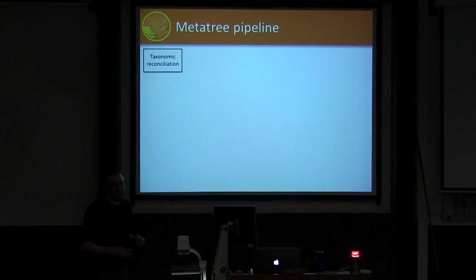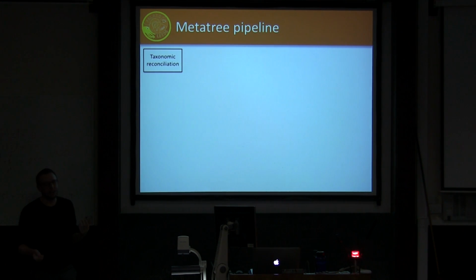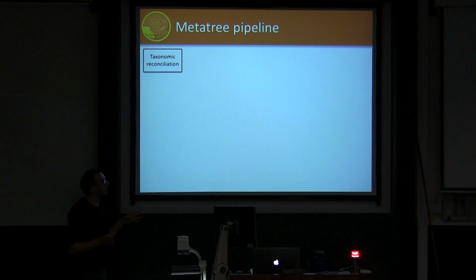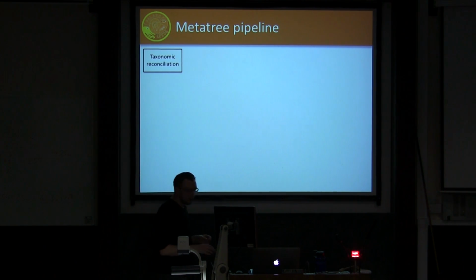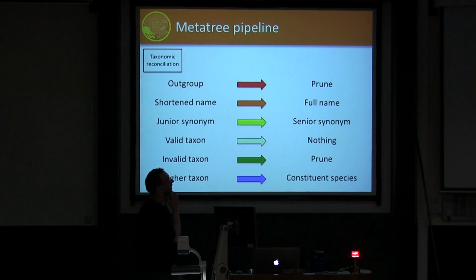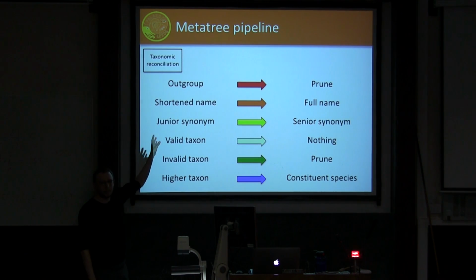So the next step is probably the most important one. It's certainly what takes the most time, and it's called taxonomic reconciliation. What you're doing there is taking the names that are on your source trees and validating them against some kind of single taxonomy that you're going to use. In practice, that means you're taking outgroups and removing them. If you're interested in dinosaurs, you don't want any crocodiles in there, for example. You have to deal with things like shortened names. So T-Rex should be Tyrannosaurus rex.